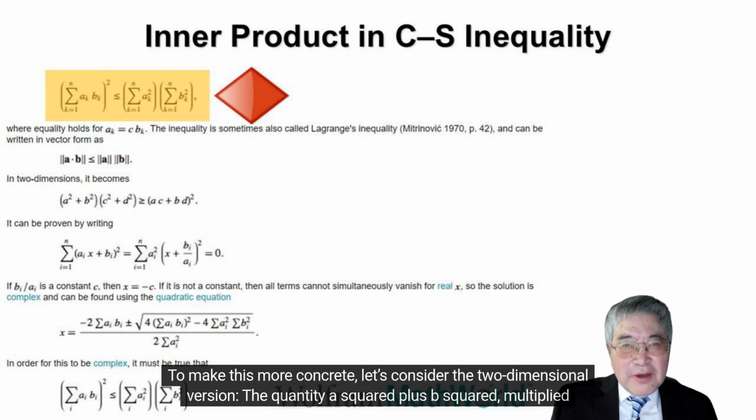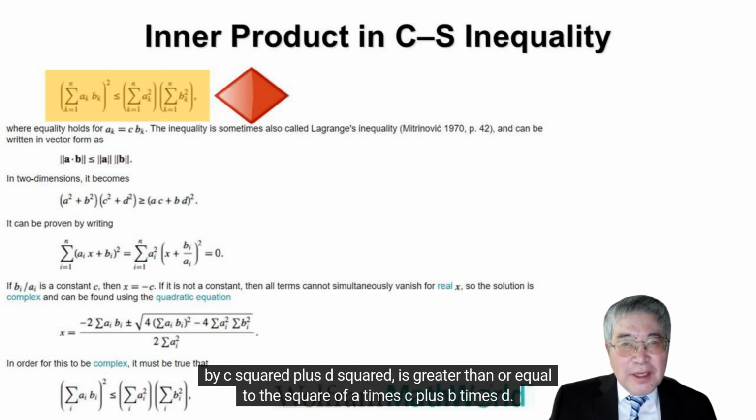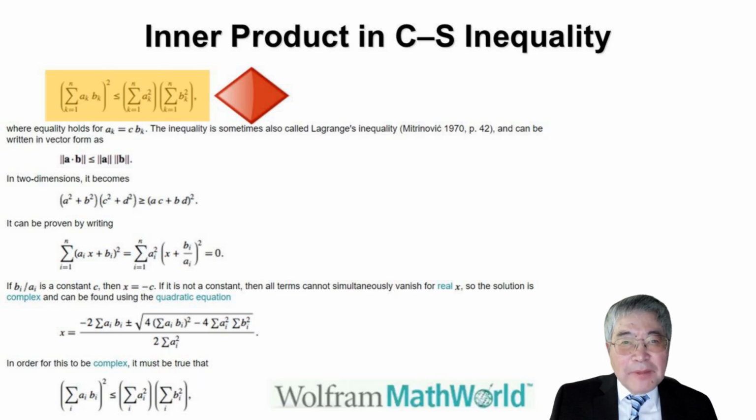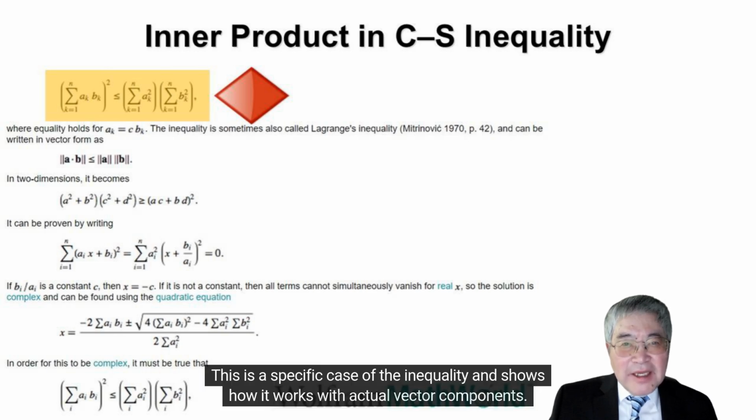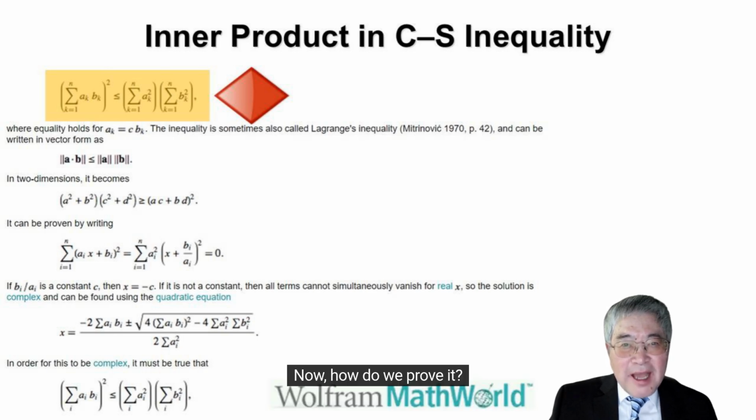To make this more concrete, let's consider the two-dimensional version. The quantity a squared plus b squared multiplied by c squared plus d squared is greater than or equal to the square of a times c plus b times d. This is a specific case of the inequality and shows how it works with actual vector components. Now, how do we prove it?